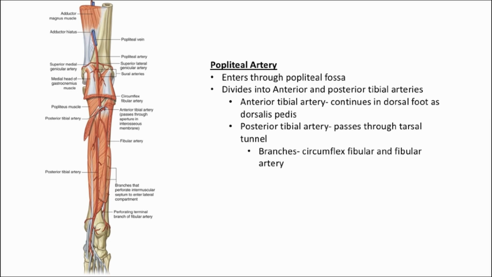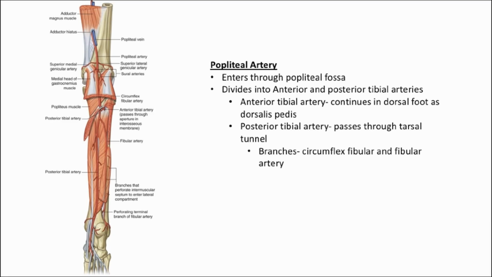The anterior tibial artery passes forward through the aperture in the upper part of the interosseous membrane and enters and supplies the anterior compartment of the leg. Okay, it makes sense, right? It continues inferiorly and onto the dorsal aspect of the foot.